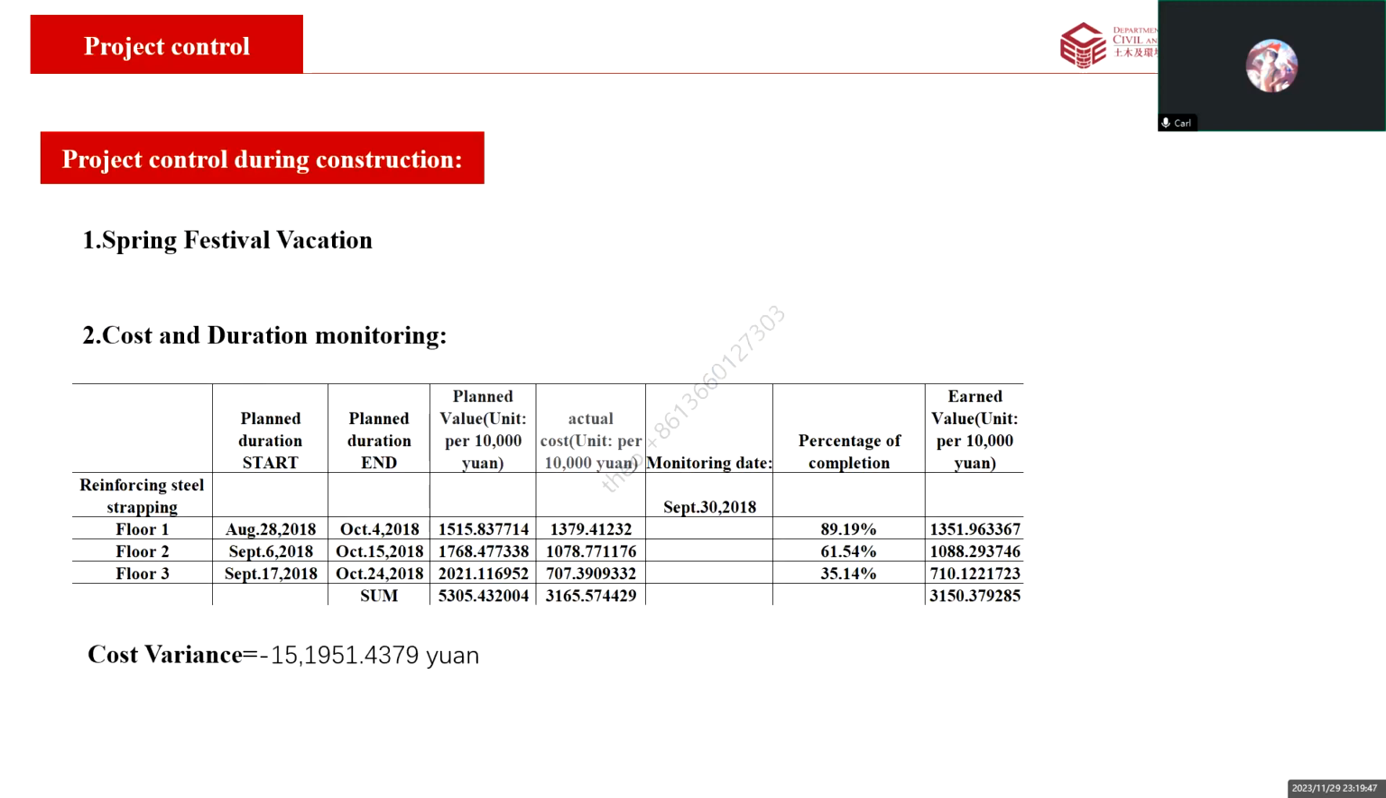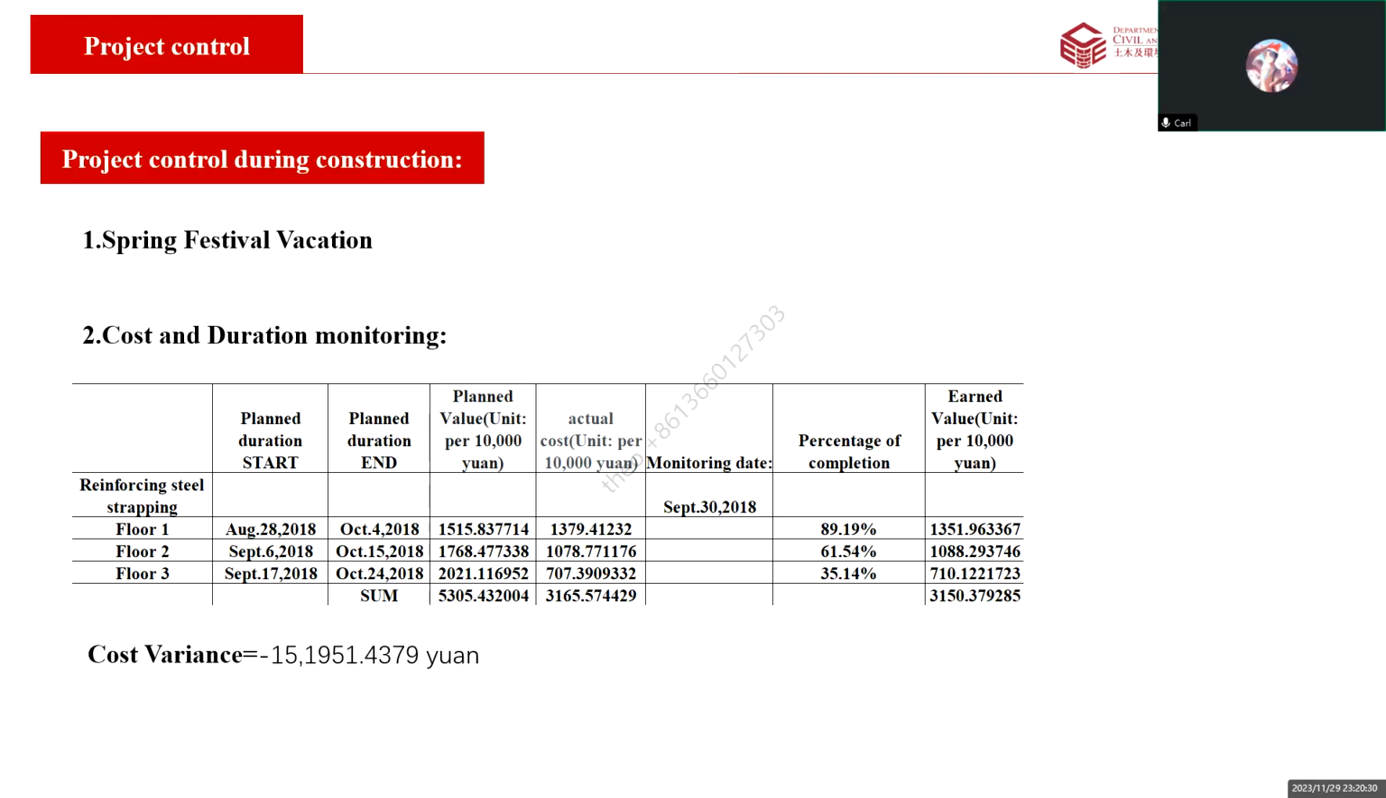As for the project control during construction, the main situation is first, the Spring Festival vacation. There were significant delays in the work schedule due to the release of many workers on holidays. At the same time, there were cost overruns due to the suspension of the use of raw materials, space, equipment, and other facilities. Meanwhile, by the end of September 2018, cost and schedule monitoring revealed that the project was overspending against budget, using funds inefficiently.